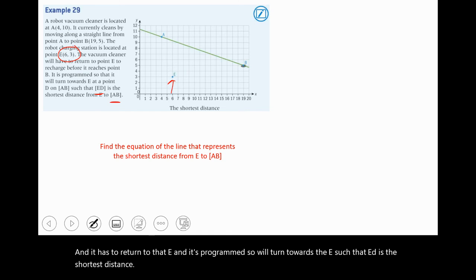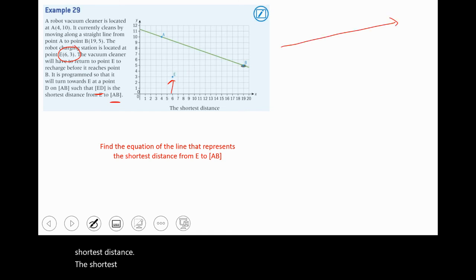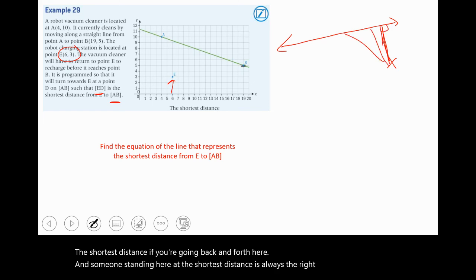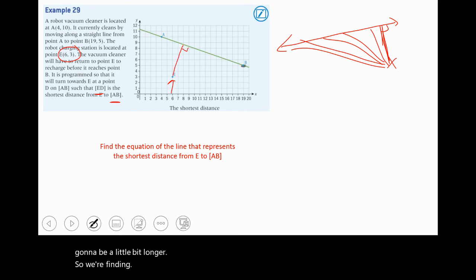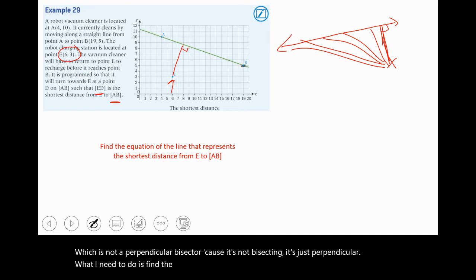The shortest distance, if you're going back and forth here, and someone standing here, the shortest distance is always the right angle. Anything else is going to be a little bit longer. So we're finding the equation of that line, which is not a perpendicular bisector because it's not bisecting, it's just perpendicular. So what I need to do is find the slope of AB.